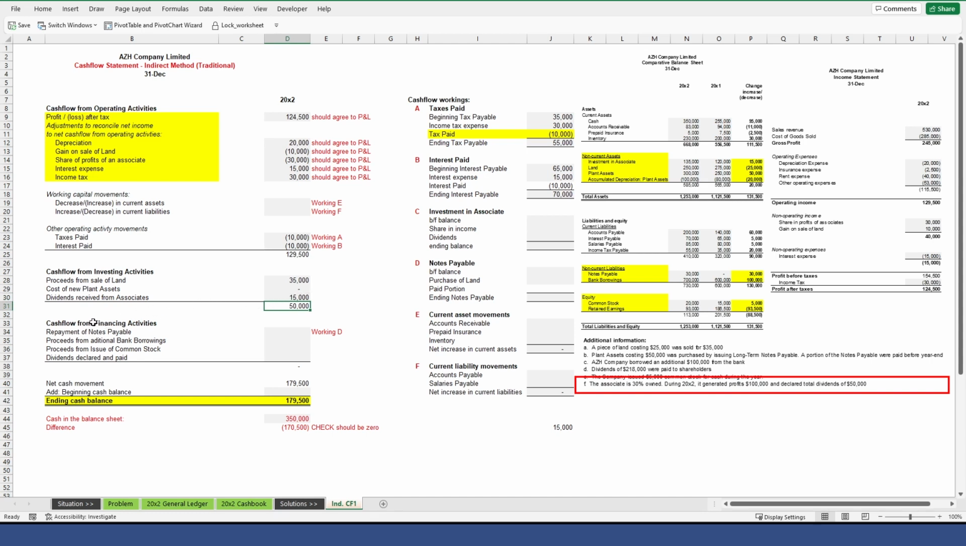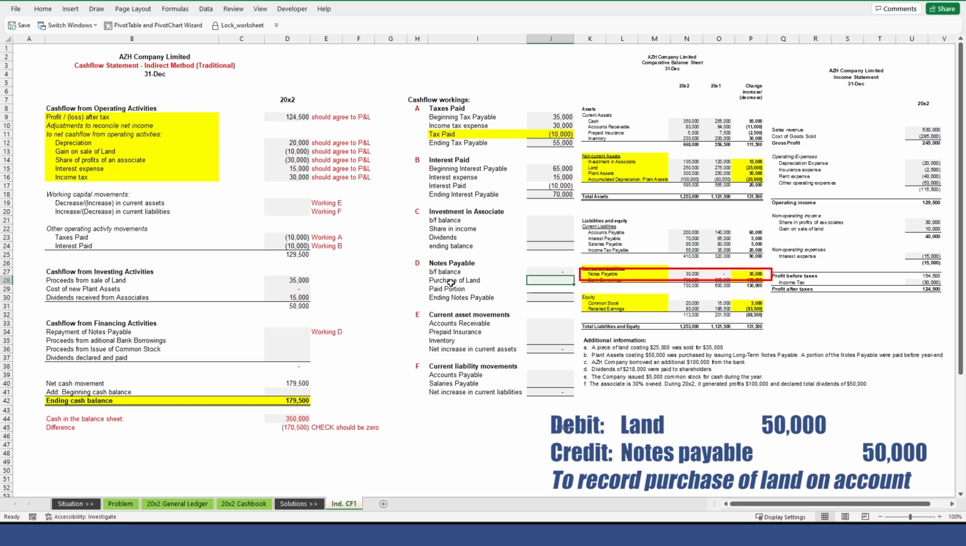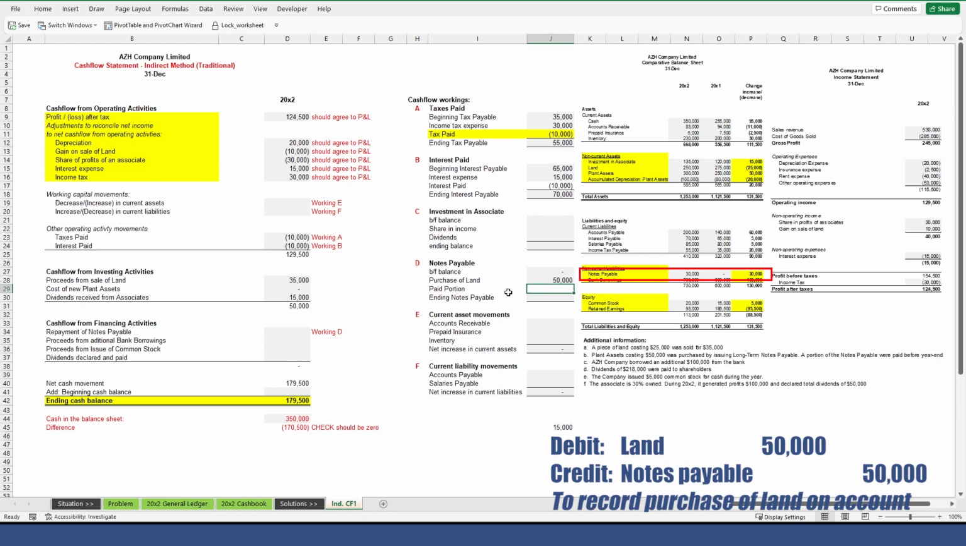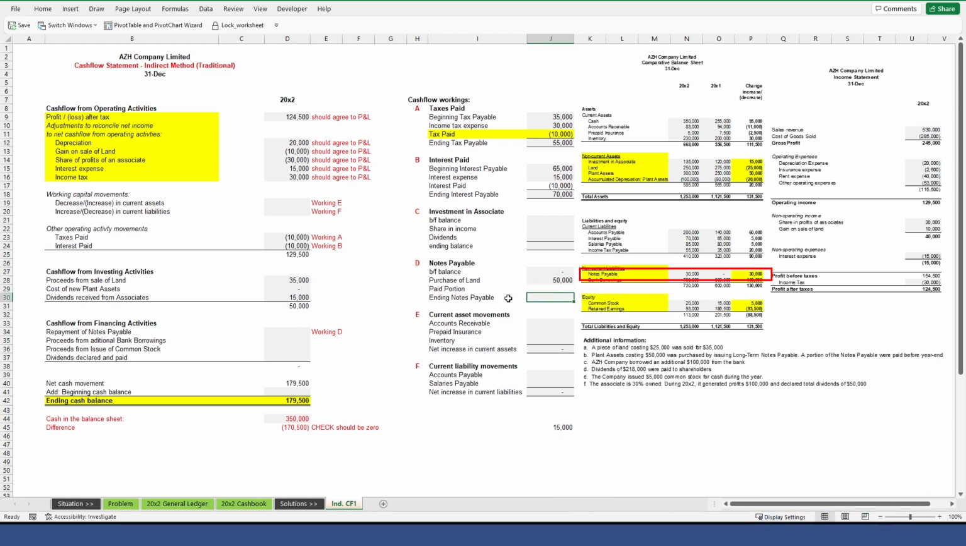Now, cash flows from financing activities. We will be requiring Working D for the repayment of notes payable. The brought forward balance or the beginning balance will be 0 because at the beginning we didn't have notes payable. When we purchased land, debit land, credit notes payable, it increased by 50,000. But now the ending balance is 30,000. It means that during the year, we paid a portion of the notes payable amounting to 20,000. And here we're going to link it like this.